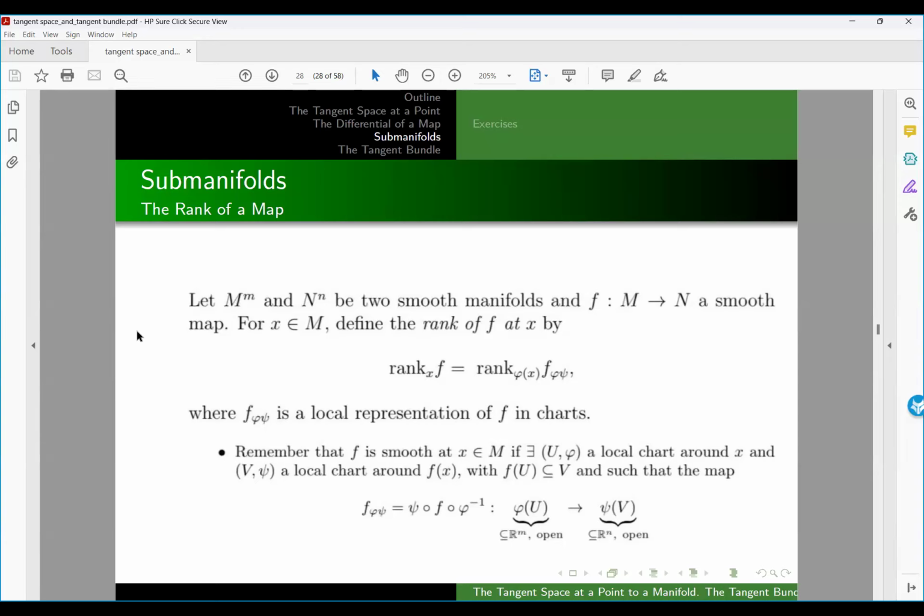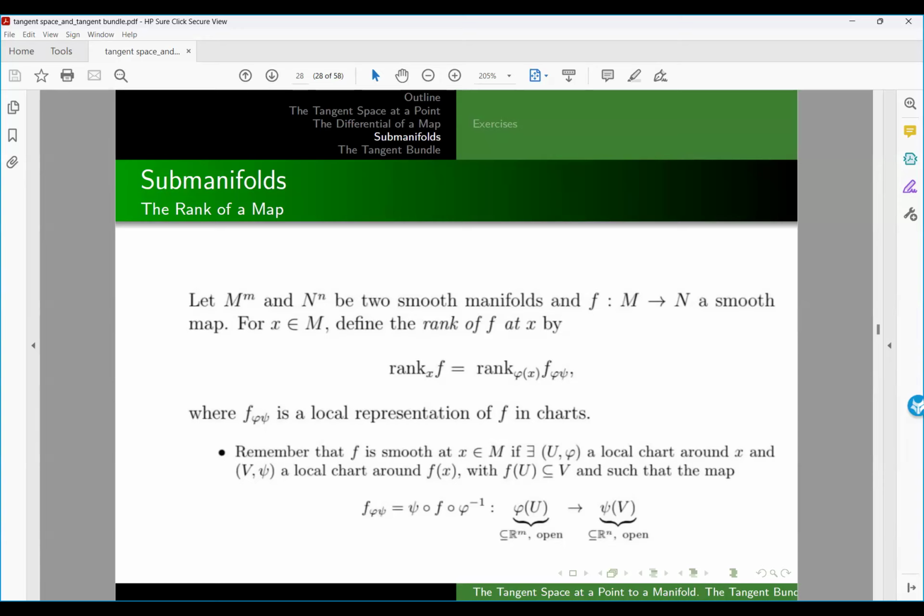It's simply the rank of its matrix, right? So the rank of the Jacobi matrix. So we are going to define: if f is a function defined between two manifolds, then the rank of the function is defined to be the rank of the local representation of f, right, at the corresponding point.